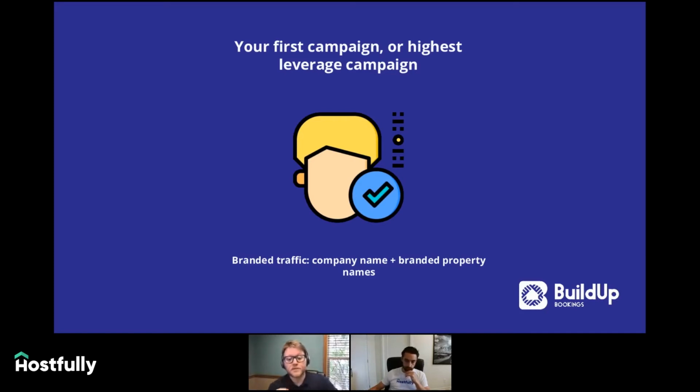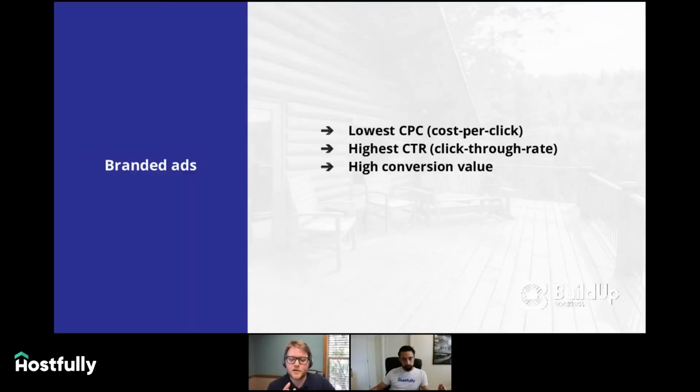So if you start with this campaign, just running branded paid search campaigns, even if you just have a single property, I think you'll see a good return on your investment, because one booking will probably pay for months and months of ad spend. So I think it's a great place to start for that reason. Company name and branded names. Again, I put them together because depending on how you have it structured, your company name may be just your property name, or you may have a number of properties under management.